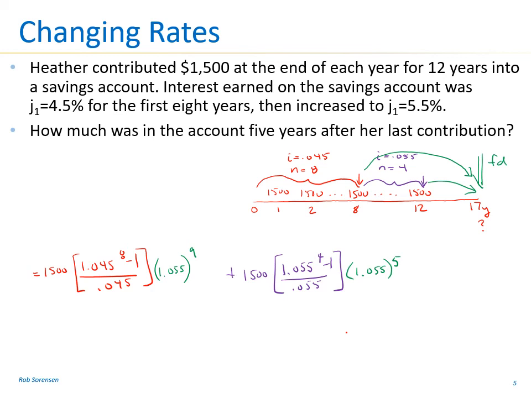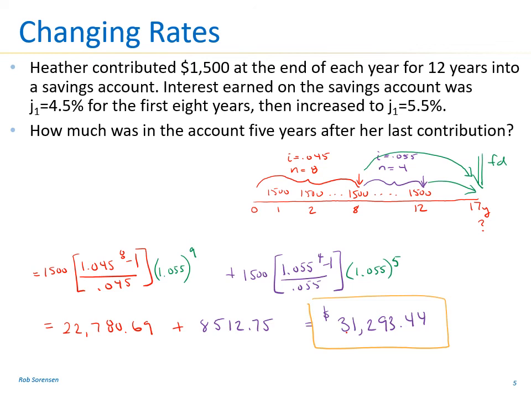And I can work that out. If I do, I get $22,780.69 for the first part, plus the second one came in at $8,512.75. Add those all together to get a grand total of $31,293.44. So that's our grand total for both annuities added together at the 17-year mark.